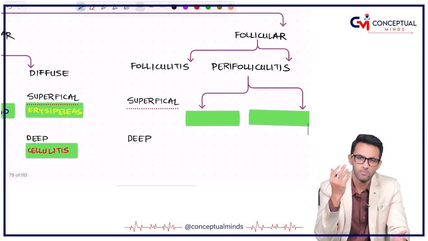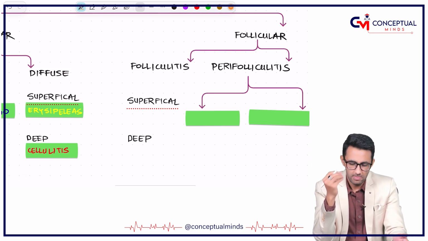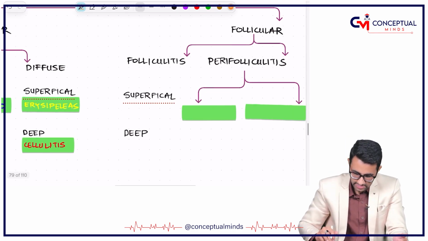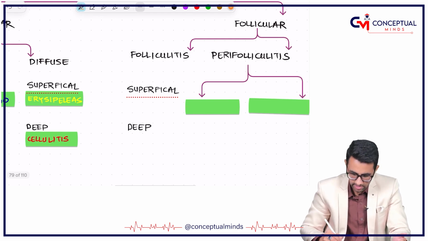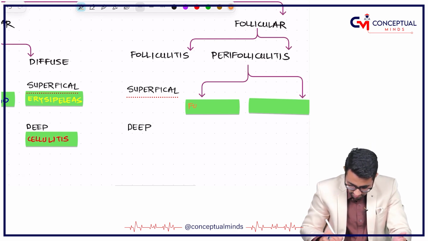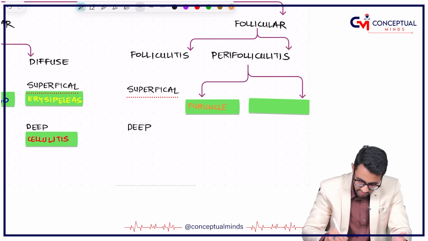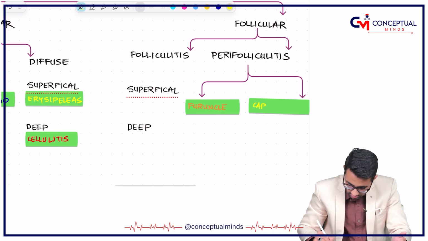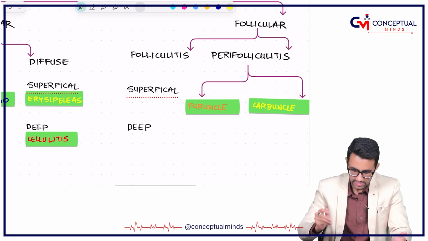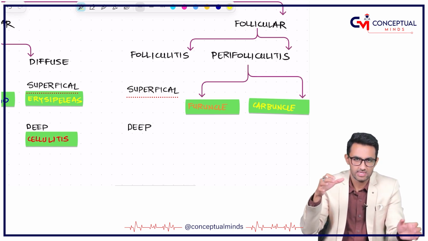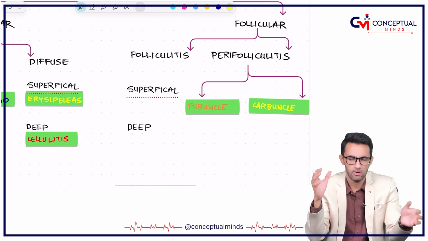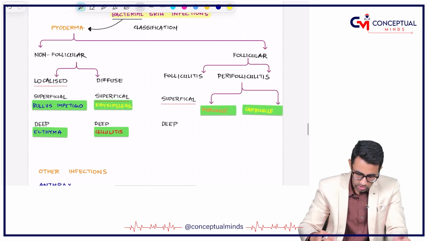Okay, so we go for the perifolliculitis one. So probably you might have come across, maybe in our lifetime, some or the other, maybe we must have seen these two conditions, that is furuncle and carbuncle. Furuncle and carbuncle. It just means infection in one hair and infection in a group of hairs at one spot. Okay, everything is there ahead. Okay, so we just got done with the main classification.